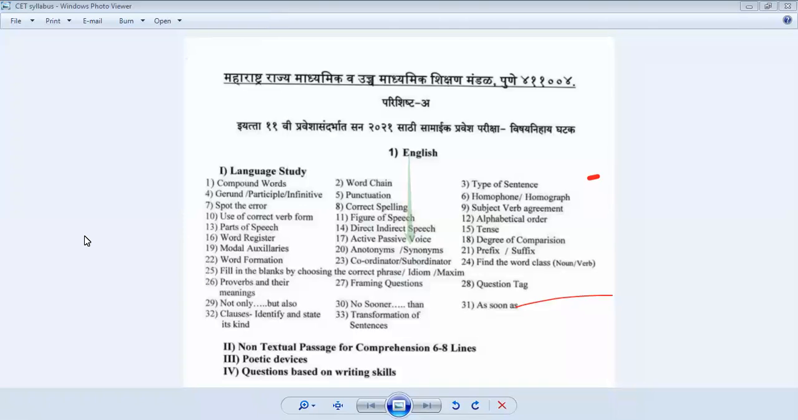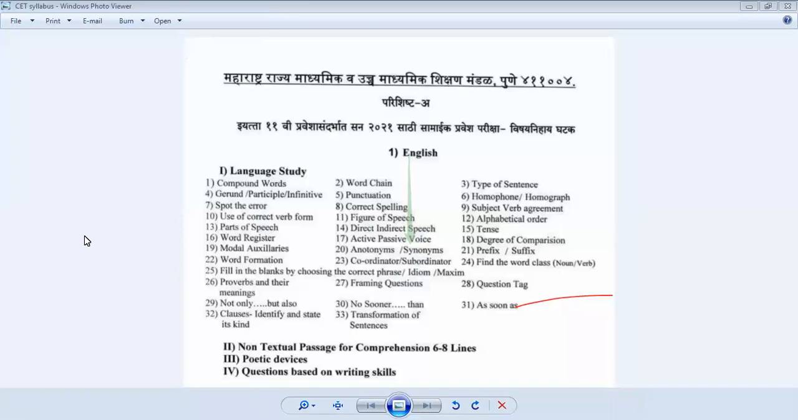Then we have degree of comparison, modal auxiliaries, antonyms, synonyms, prefix, suffix, word formation, coordinator, subordinator, that is conjunctions, find the word class, whether it is a noun or a verb, fill in the blanks by choosing the correct phrase, idiom, or maxim, proverbs and their meanings, framing questions, question tag, not only but also, no sooner than, as soon as, clauses. You have to identify and state its kind, so you should know the types of clauses, and then transformation of sentences. Everything comes under language study.